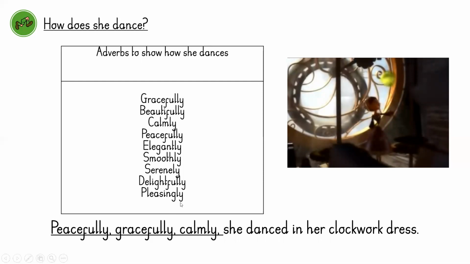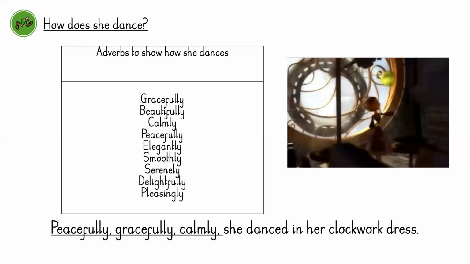That's just a list to get you started. And my example sentence: peacefully, gracefully, calmly, she danced in her clockwork dress. Okay, so I've made sure again to mention the fact that she is dancing, otherwise my sentence wouldn't make sense. And I've started with 3 just to make the reader really clear on the fact that she is so beautifully and so smoothly dancing here. Okay, it's really creating that image of just how gracefully she is doing all these things right at the end.